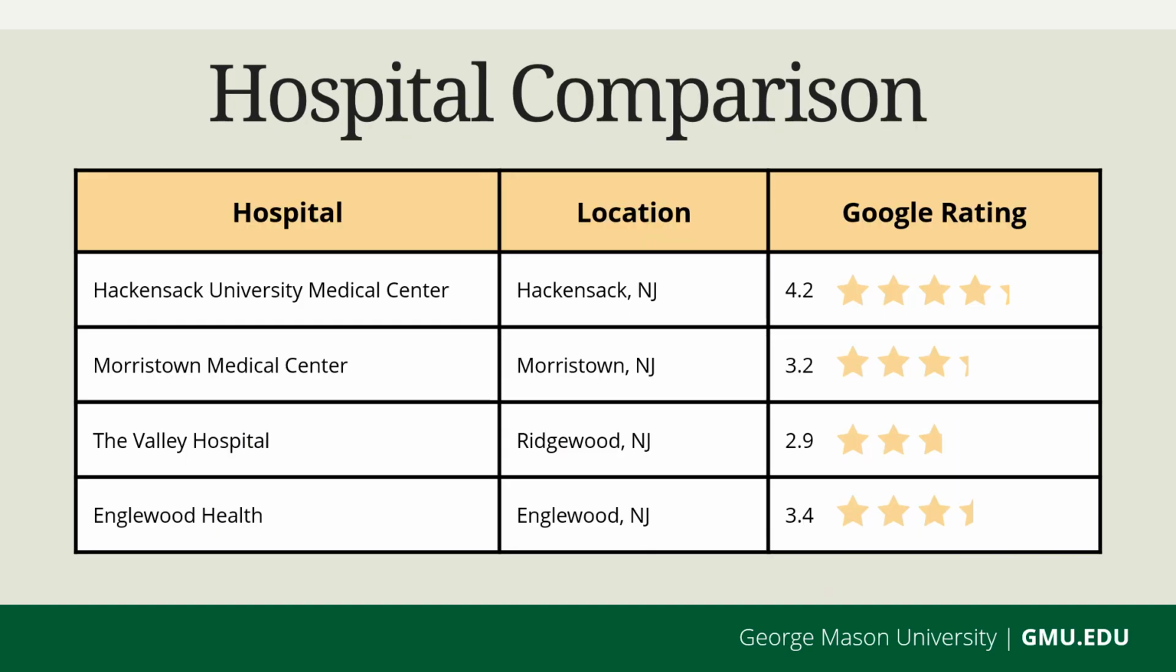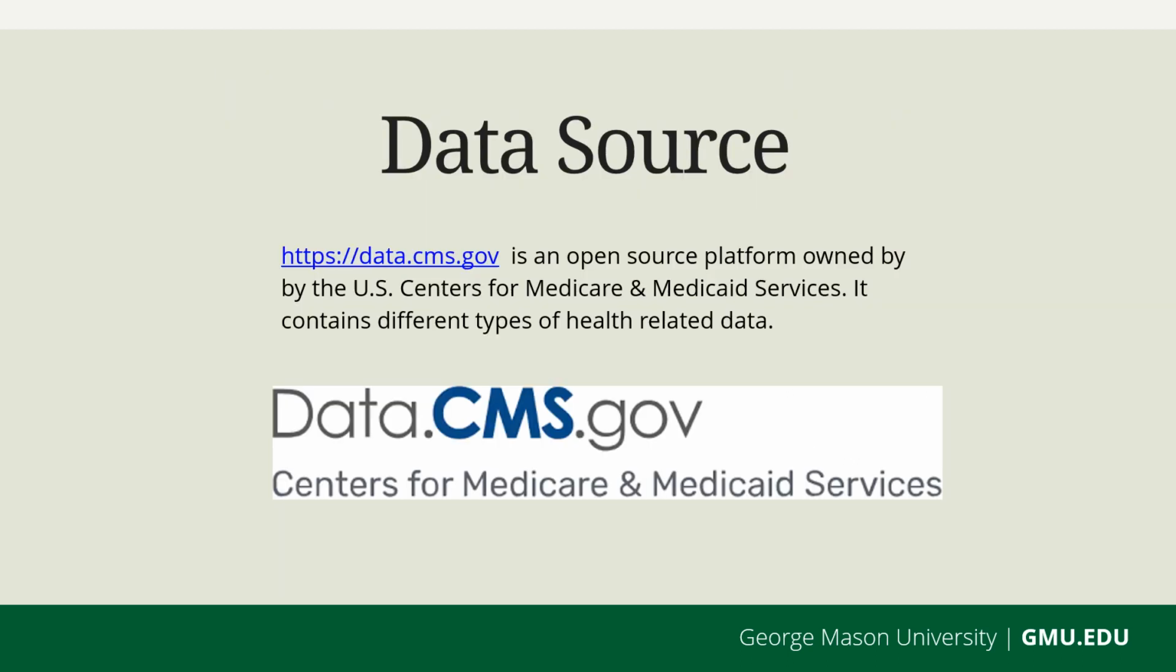According to Google ratings, Hackensack University Medical Center has the highest rating of a 4.2, followed by Englewood Health, Morristown Medical Center, and lastly the Valley Hospital. The data source used to complete my analysis was data.cms.gov, which is an open source platform containing various free hospital and healthcare related data.